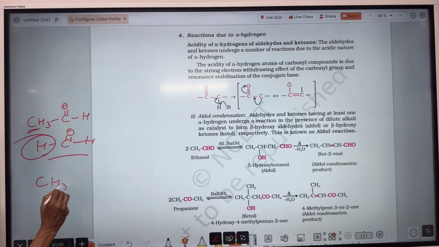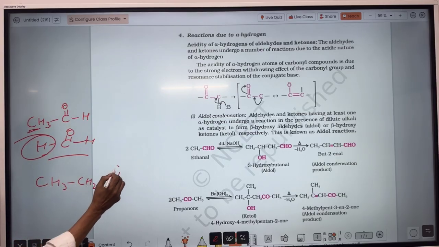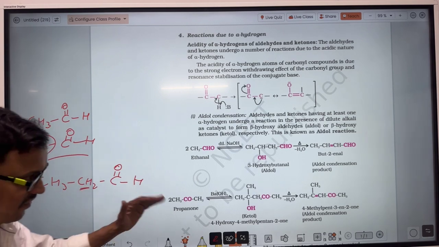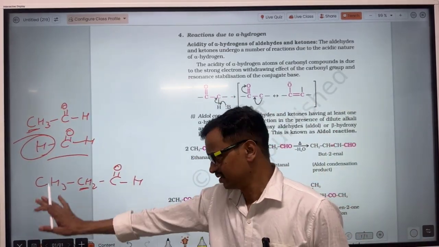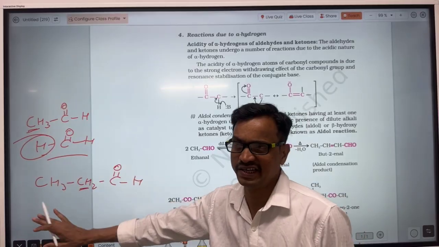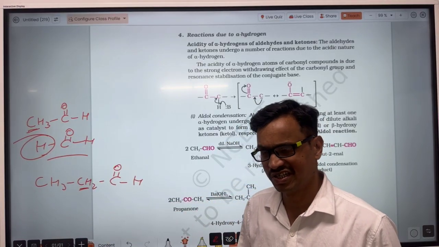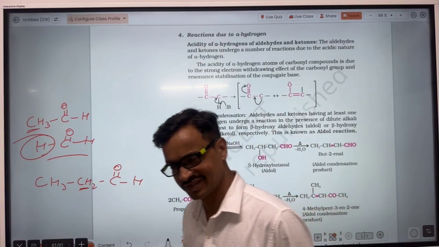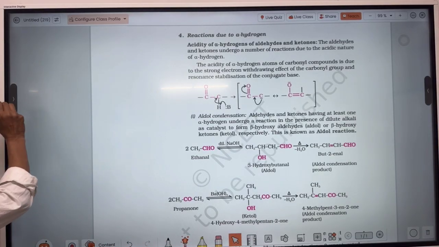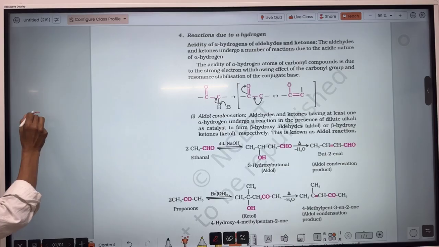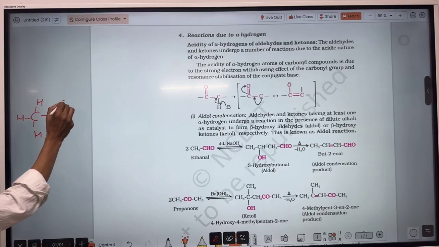In the same way, ethanal here can show the aldol condensation reaction because this is the alpha carbon. Here there is hydrogen, so alpha hydrogen is present in this aldehyde. That's why this aldehyde will show the aldol condensation reaction. Okay, so how is the reaction taking place? Let's see here. I am writing the aldehyde here in the expanded form.